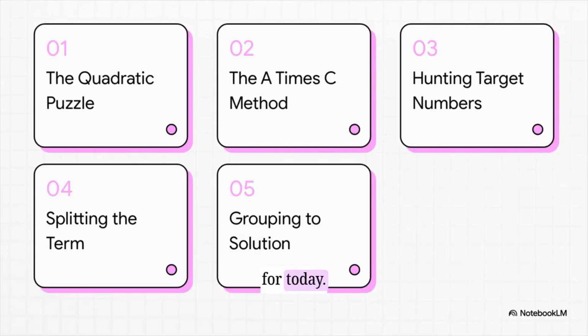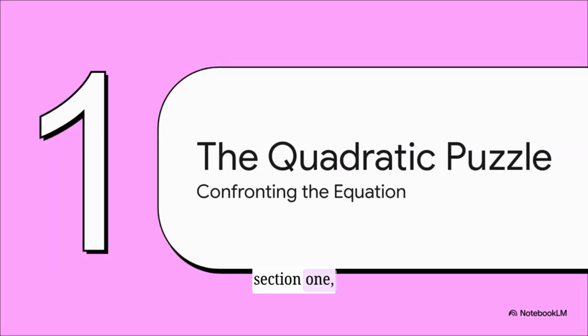Here's our quick roadmap for today. We'll start with the quadratic puzzle, move right into the A times C method, hunt down our target numbers, actually split that middle term, and finally, use grouping to arrive at our solution. Let's get into it. Okay, section 1, the quadratic puzzle, confronting the equation.